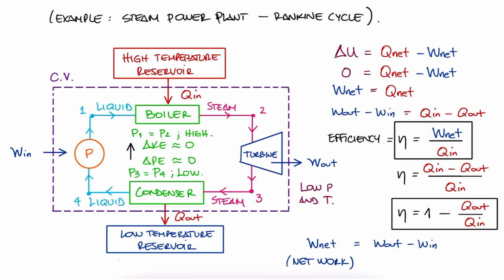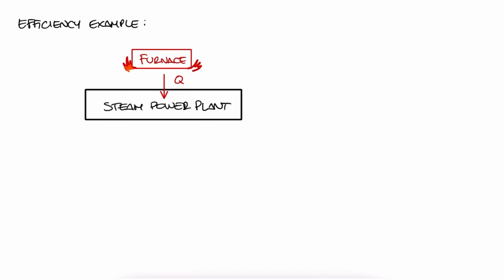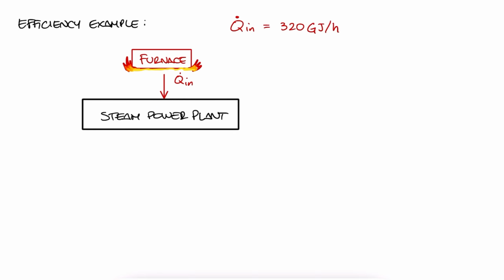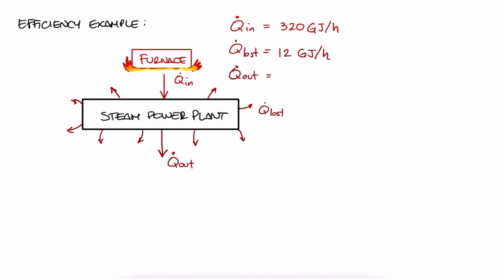Let's look at an extremely short and easy example that focuses on efficiency, something that we had covered in some form before. And if you'd like to check other examples on heat engines or power cycles, make sure to check the links to those in the description of this video. A steam power plant receives heat from a furnace at a rate of 320 gigajoules per hour. Heat losses to the surrounding air from the steam as it passes through the pipes and other components are estimated to be about 12 gigajoules per hour. If the waste heat is transferred to the cooling water at a rate of 170 gigajoules per hour, what is the net power output and the thermal efficiency of this power plant?